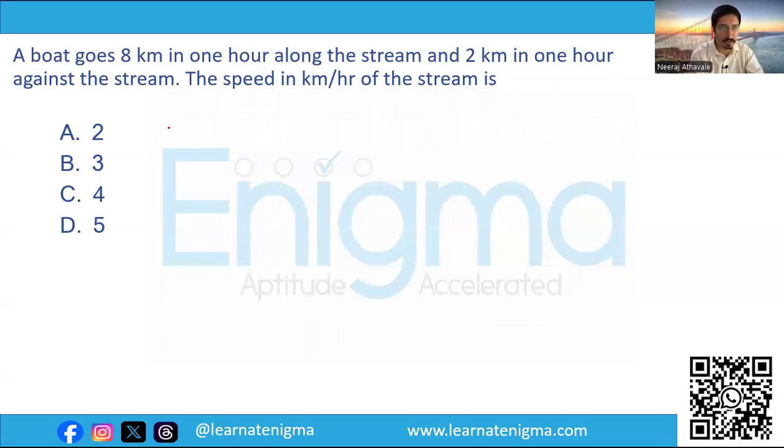A boat goes 8 kilometers in 1 hour along the stream and 2 kilometers in 1 hour against the stream. The speed in kilometers per hour of the stream is.